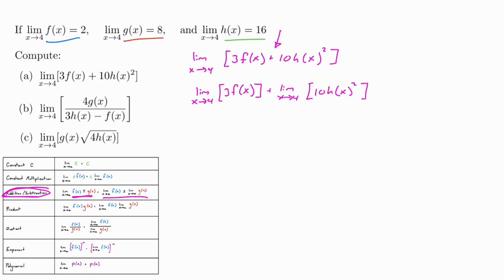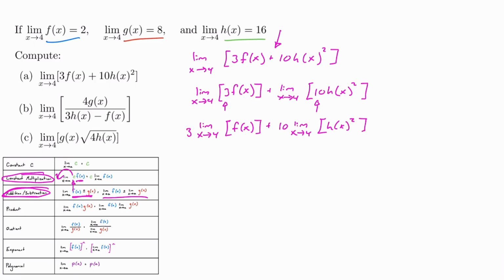Now we've got these constants sitting outside of our function, so we can use our constant multiplication rule, which says that if we've got a constant c multiplied by a function, we can take that c and move it outside of the limit. So let's do that. We've got 3 times the limit as x approaches 4 of f of x plus 10 times the limit as x approaches 4 of h of x squared.